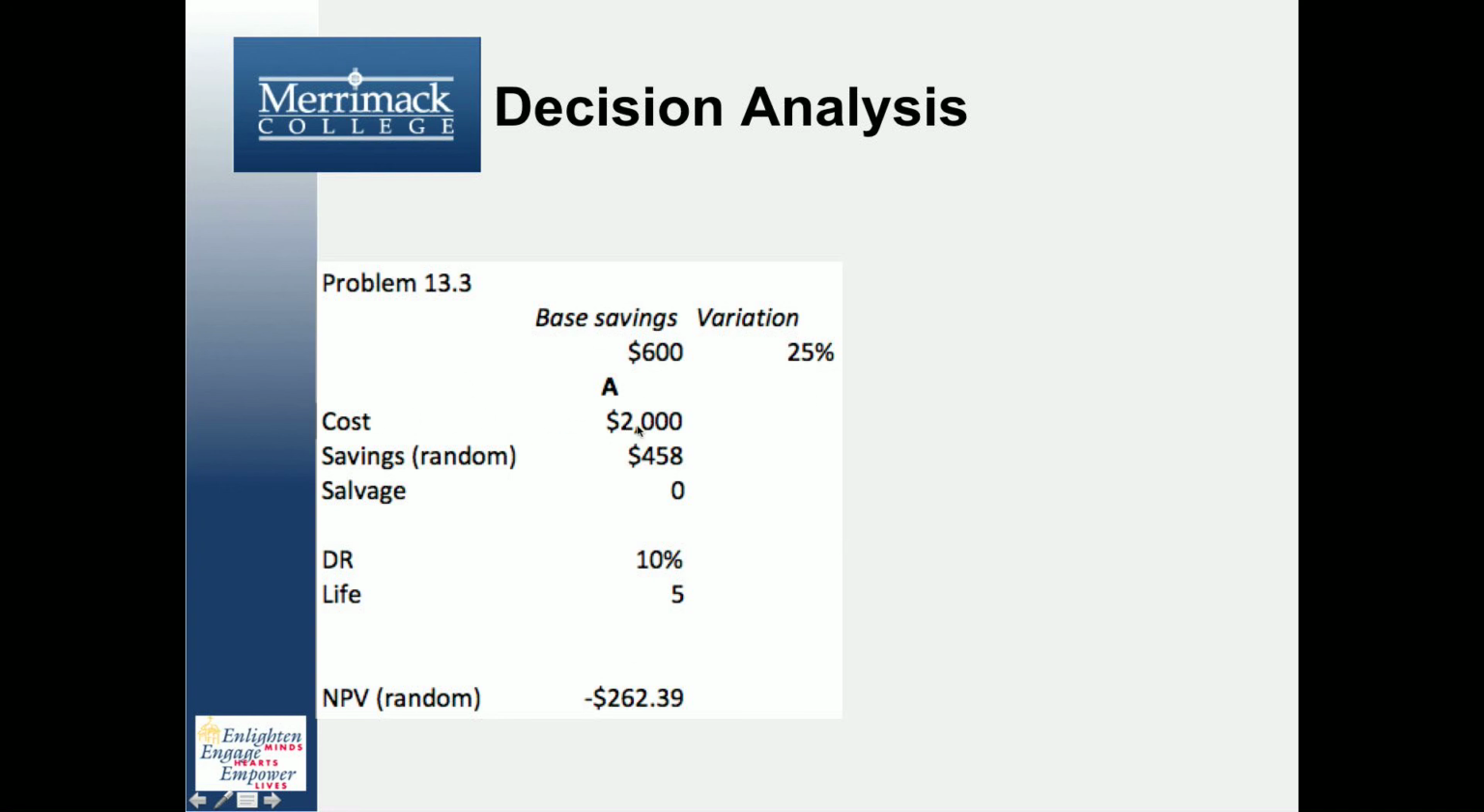Once again, the cost is $2,000. You can go back to problem 13.3 and see this. Now I've introduced this savings. This is a cell reference to this base savings, introducing this random variation of 25% plus or minus, using the built-in RAND function in Excel. No salvage value; discount rate and life don't change. The net present value then becomes a random variable because of this savings number.